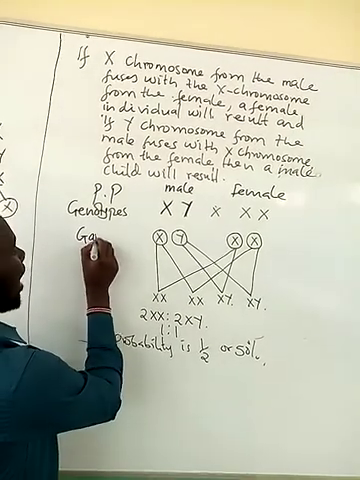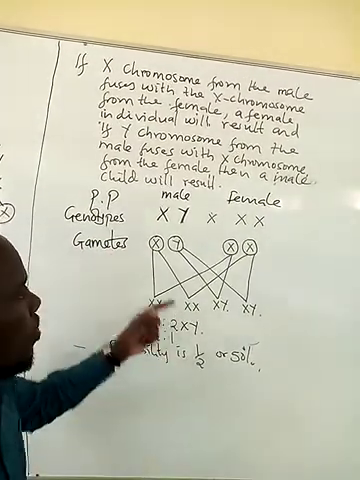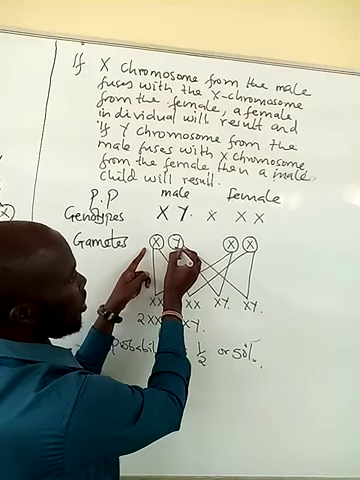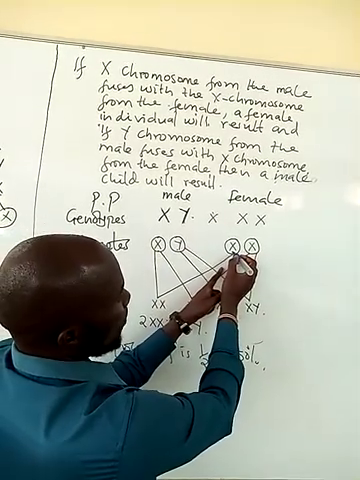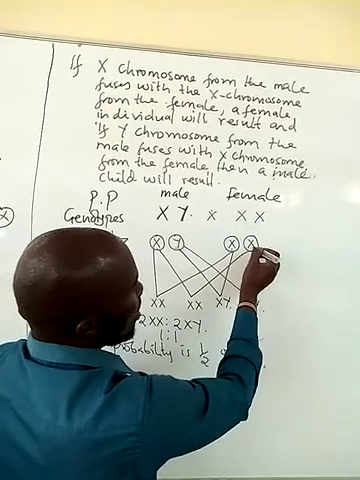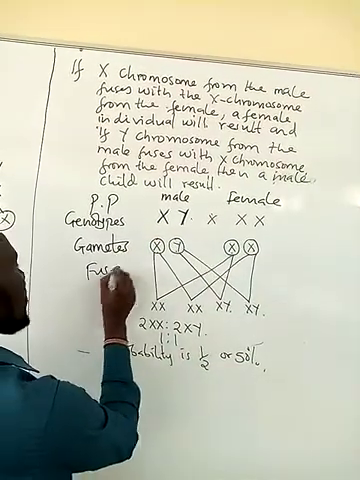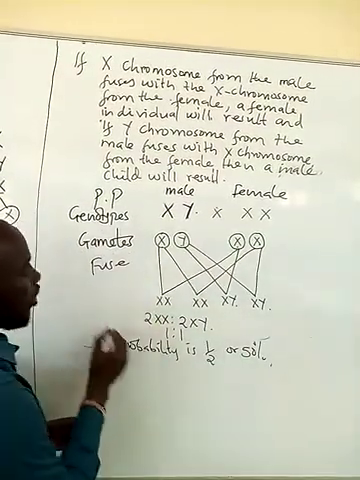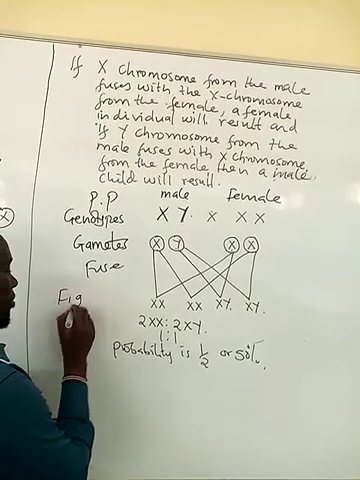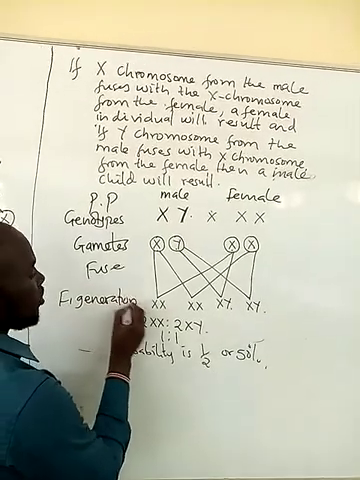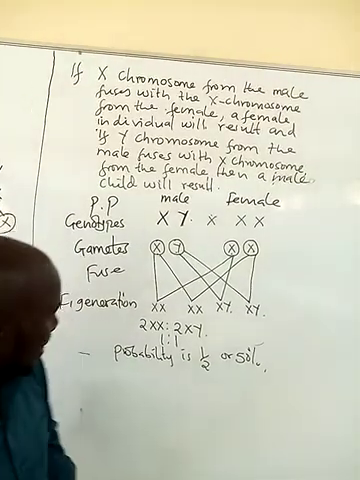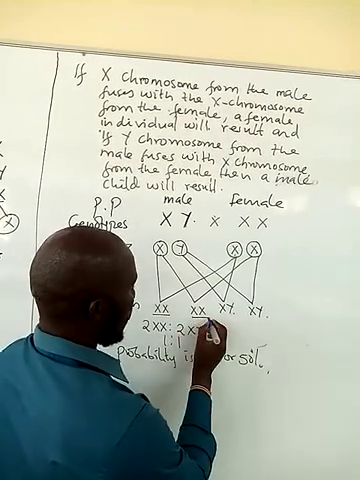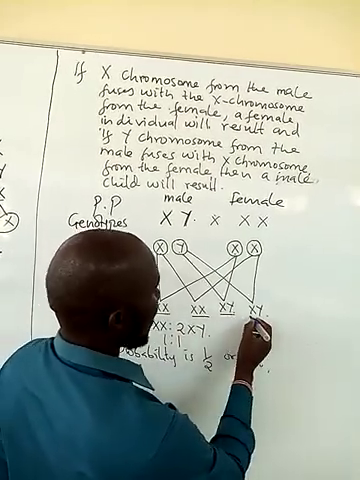So the homologous chromosomes will undergo segregation to form gametes. The X segregates on its own, the Y segregates on its own. Then we have the X chromosome from the female segregating on its own. Then we fuse them. If you draw your fusion lines well, we are going to have the F1 generation, or what we call the first filial generation. In this case we are going to have XX, XX, XY, XY.